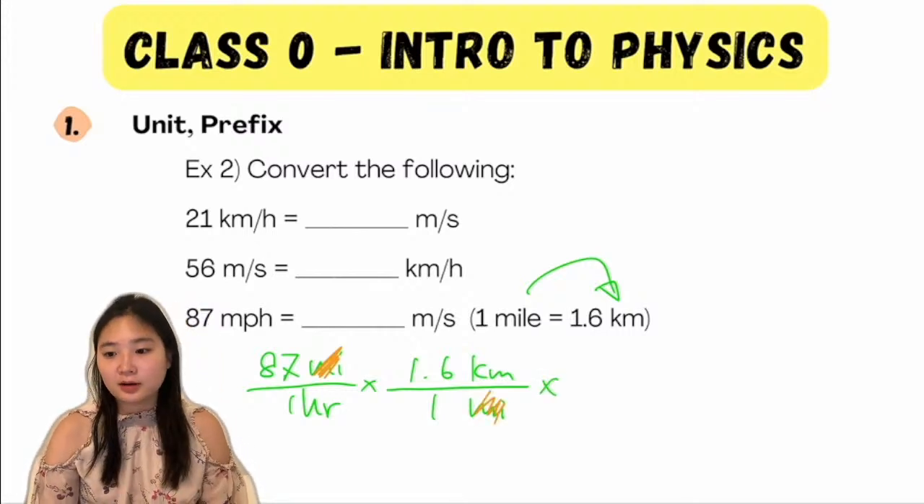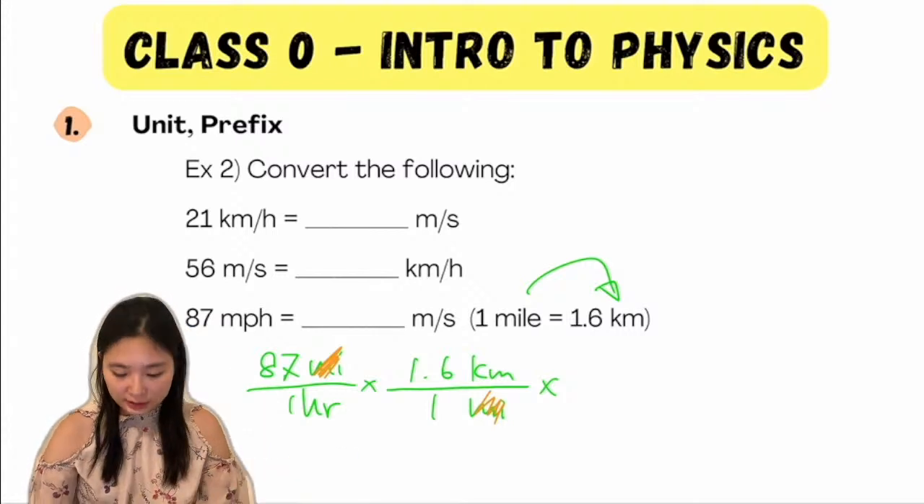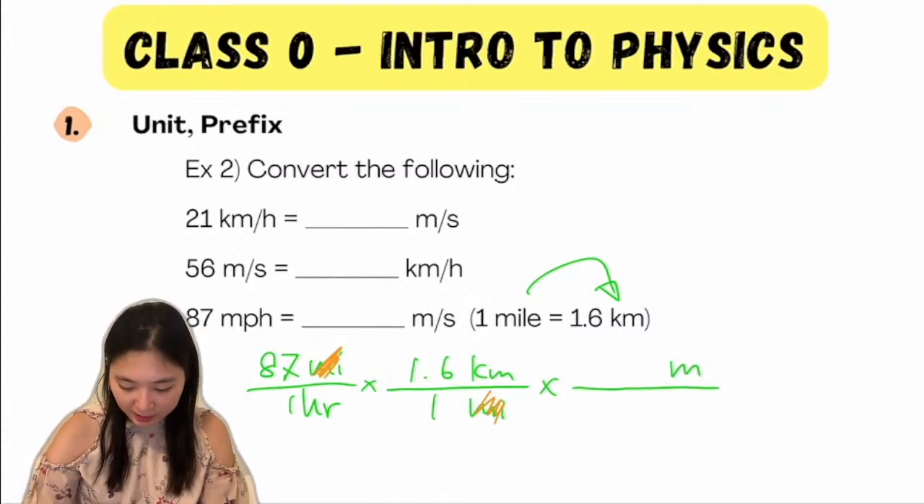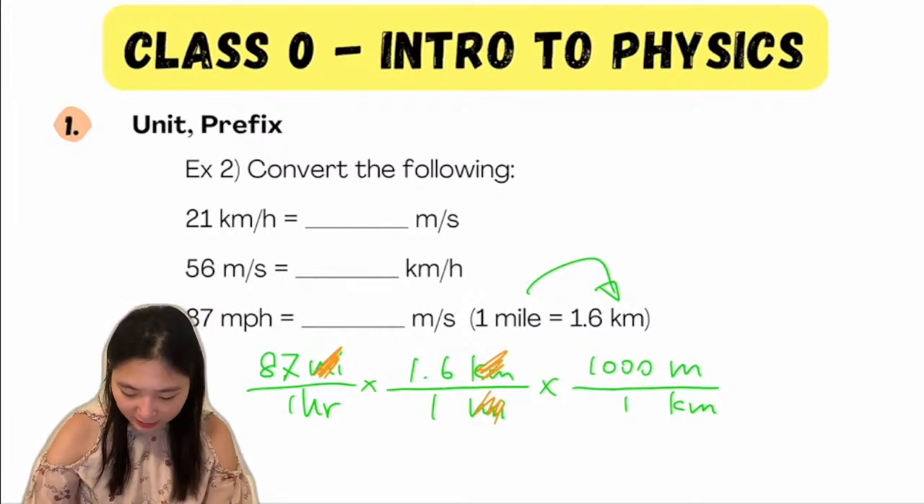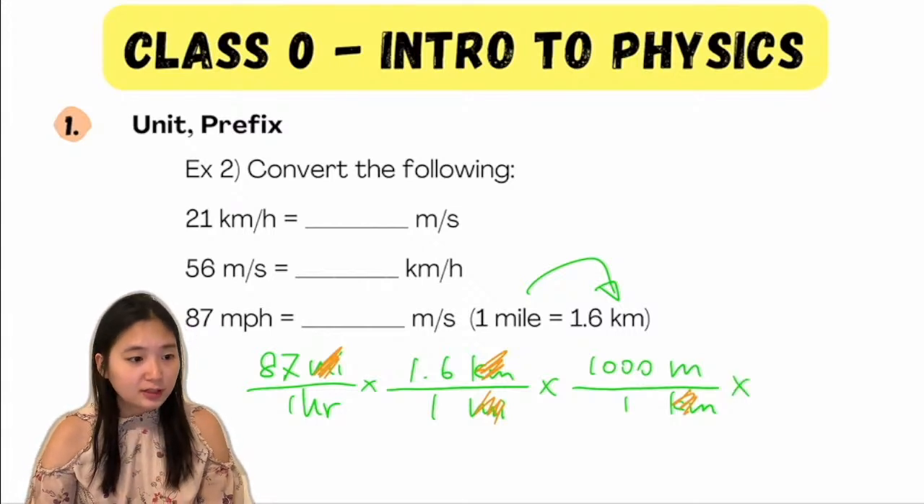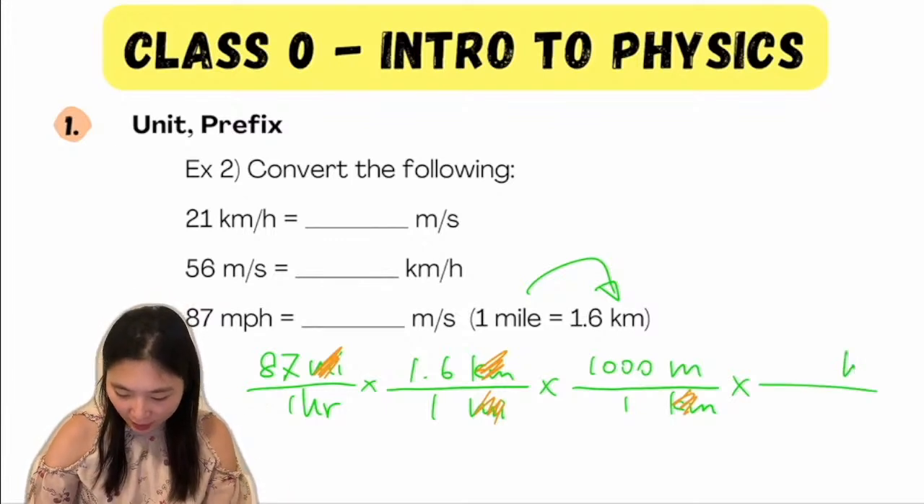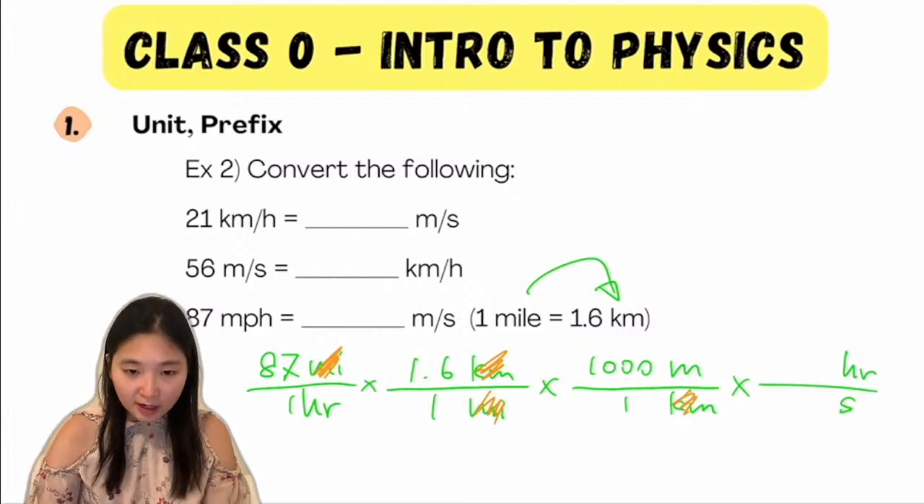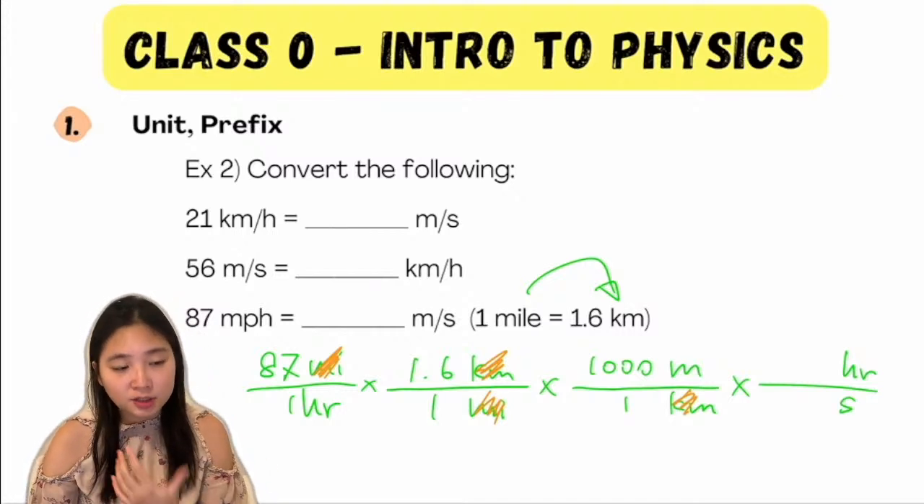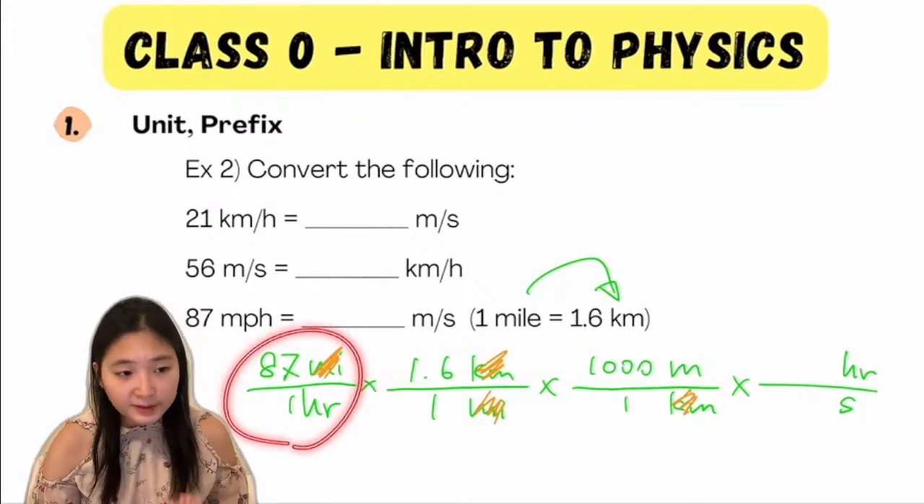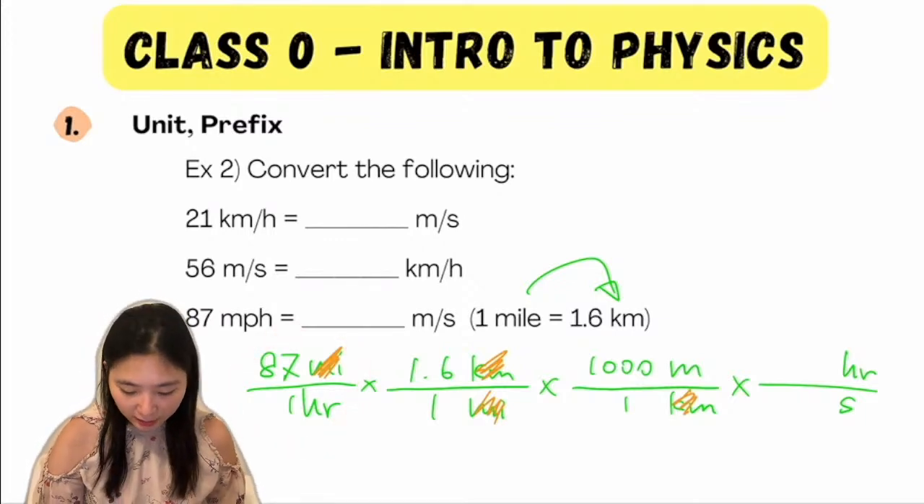And then I want to convert the kilometers into the meters. So I put meters in the numerator and kilometers in the denominator. So it becomes 1,000 meters over 1 kilometer. By then, the unit kilometer is canceled out. And then eventually, the last step is I want to cancel out the unit of the hour. So I'm going to put hour in the numerator and seconds in the denominator. Again, the reason I put the hour in the numerator is because in the given physical quantity, 87 miles per hour, the hour is in the denominator. To cancel it out, I need to put it in the numerator.